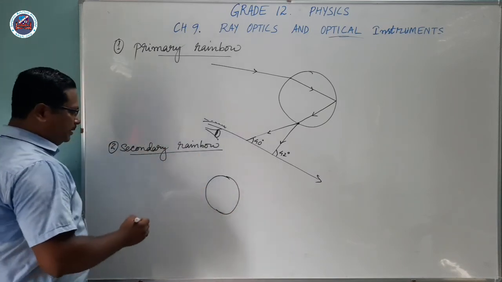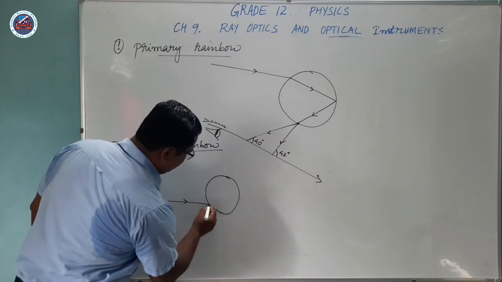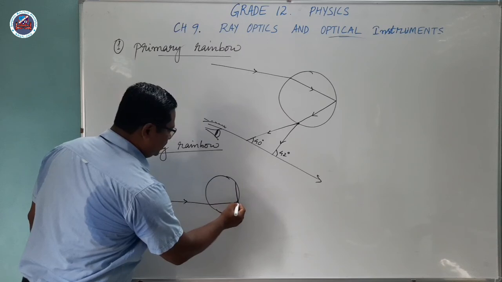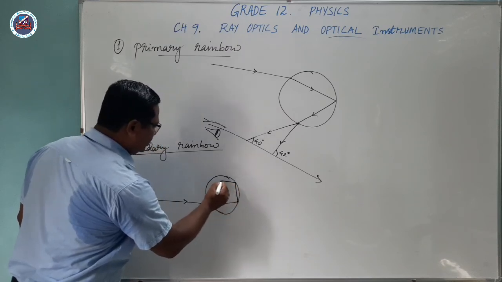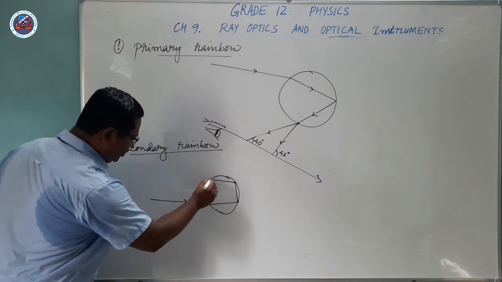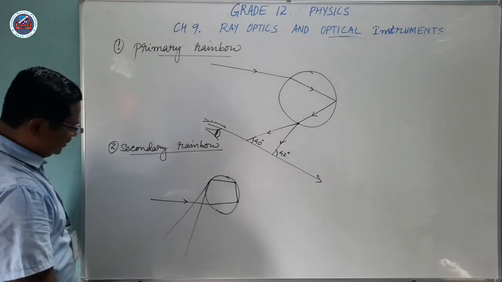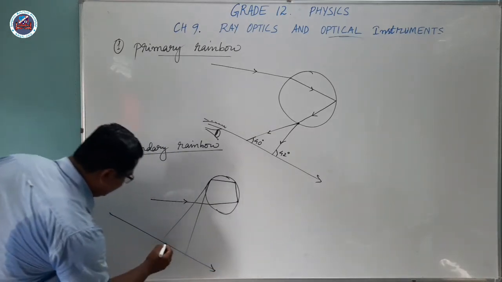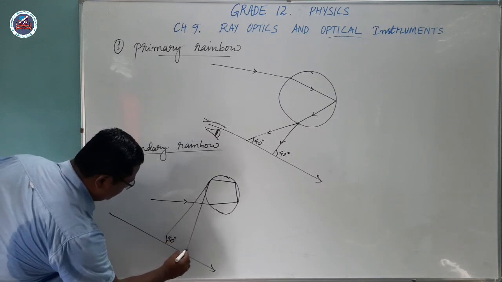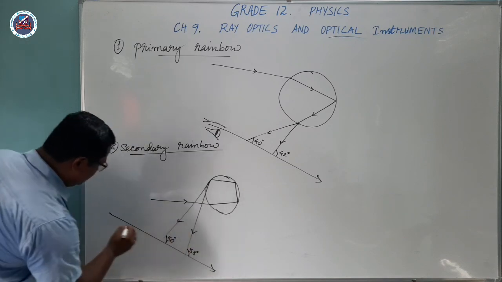Suppose this is a water droplet and the ray of light is coming this way, refracted, then undergoes total internal reflection one time here. Again here it undergoes total internal reflection, that means two total internal reflections, and ultimately it refracts and comes out. So in this case, for the observer looking at this rainbow, this angle will be around 50 degrees, and at this point it will be around 53 degrees. Then he can see the rainbow.